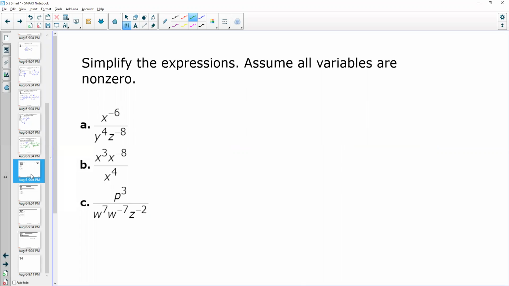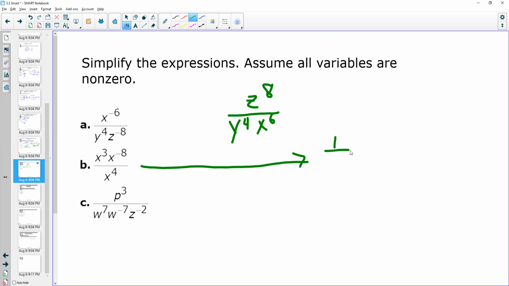All right, you try each of these. These ones are for you. I am not going to go all the way through them. You are going to try them. I will put the answer. If you get stuck, come on into the chat or the discussion. Why do I say that every time? So A should be z to the 8th over y to the 4th, x to the 6th. And if you have x to the 6th, y to the 4th, same difference, doesn't matter, okay? B should simplify down to 1 over x to the 9th. And C should simplify to p cubed z squared.